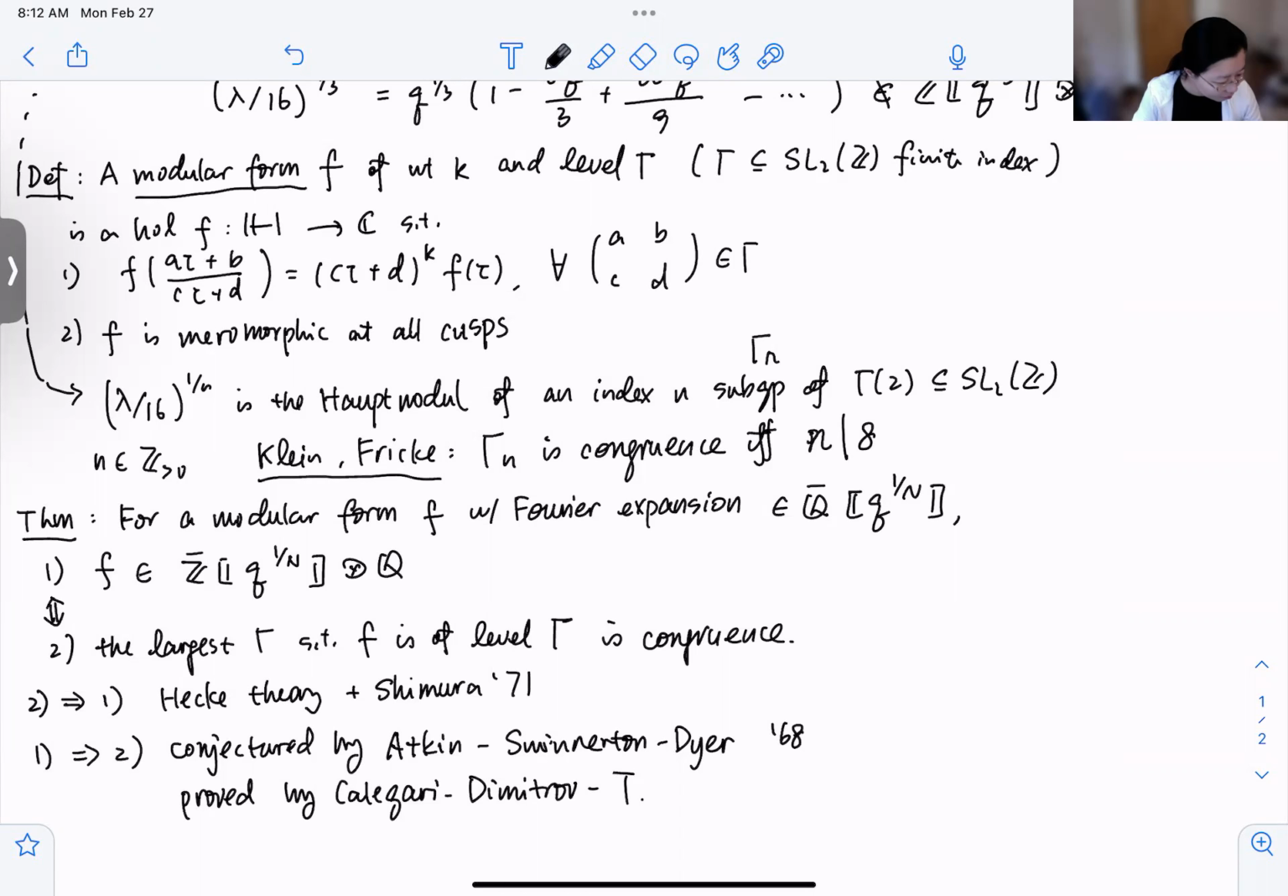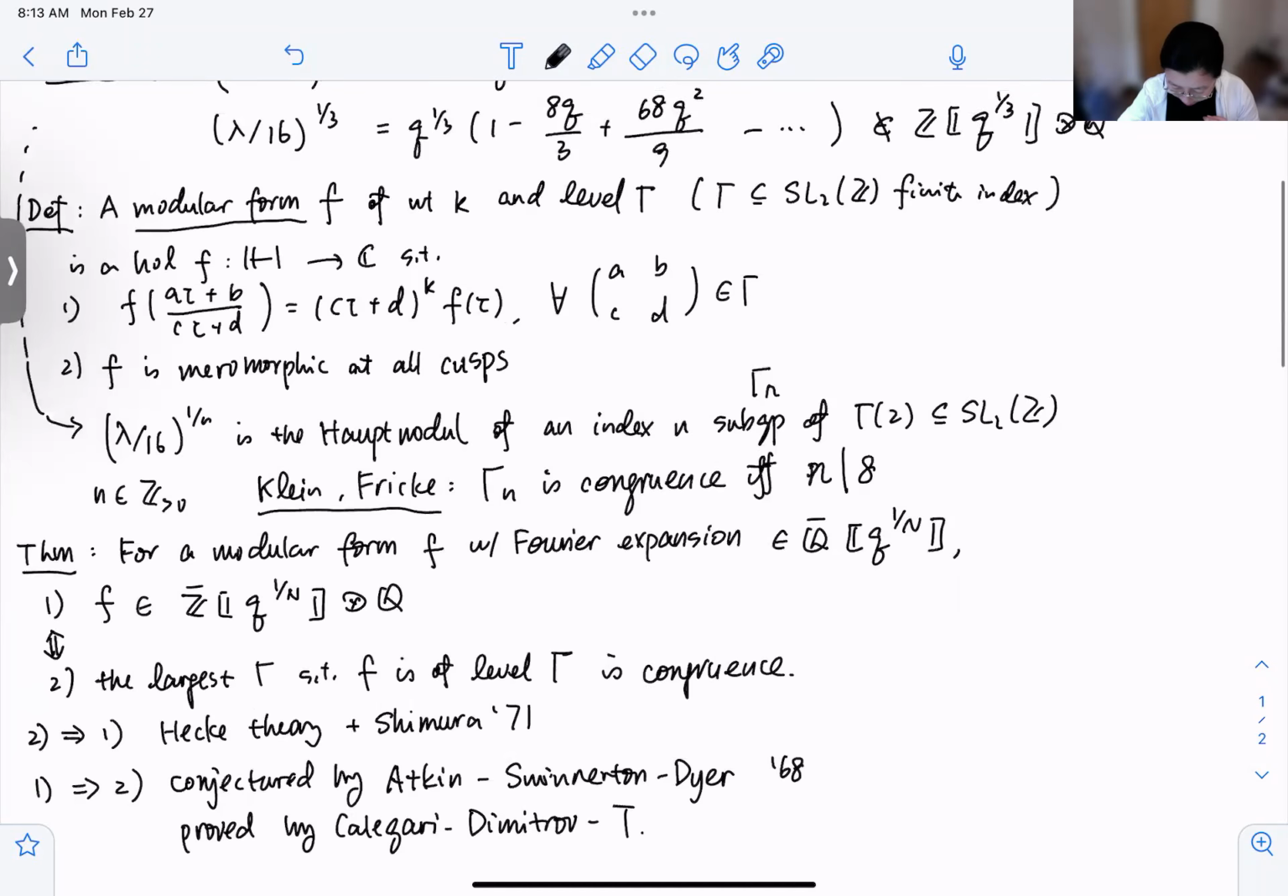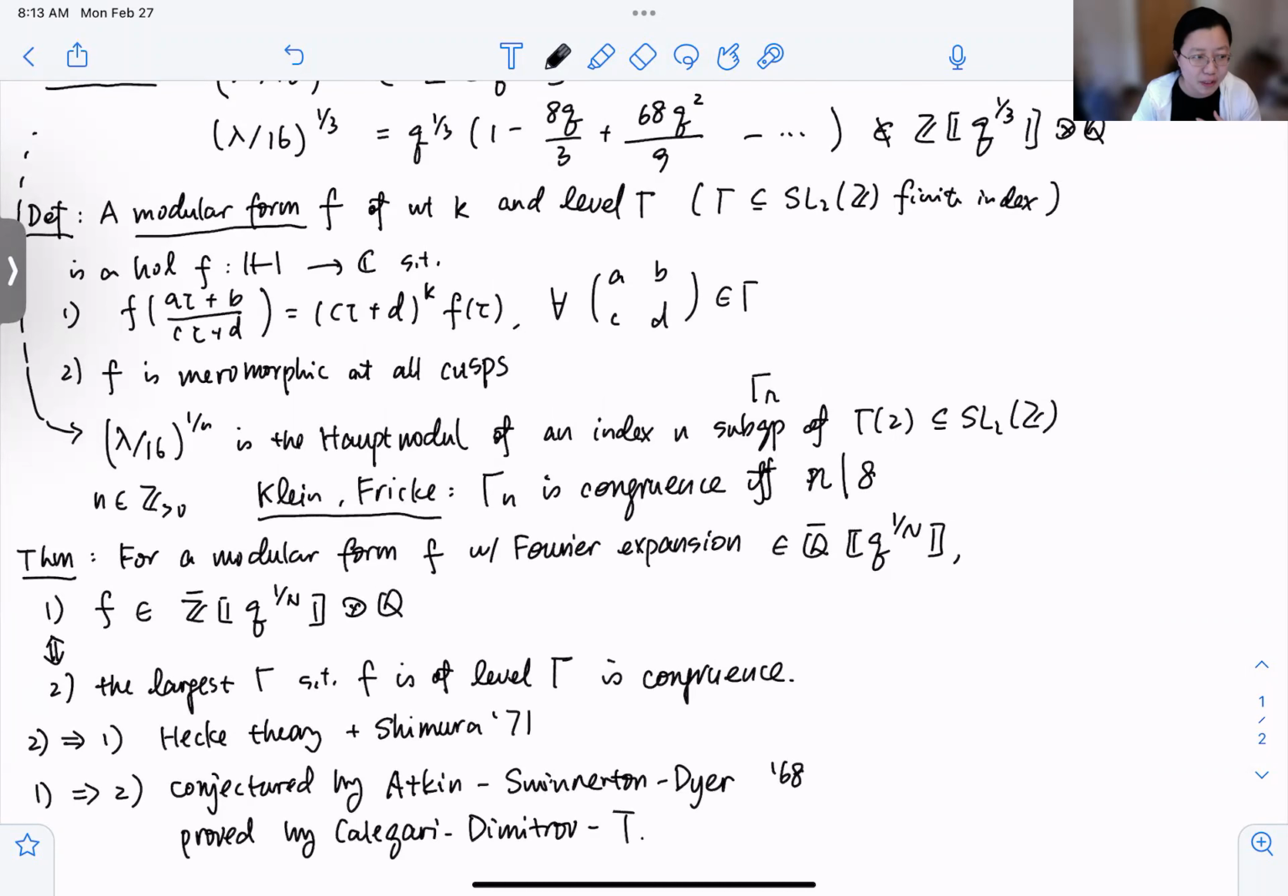And the other thing that I want to say, let me go back to the example and say something that we still haven't been able to prove so far. From the example of the Klein and the Fricke, if we look at the lambda, third root of lambda example, we notice that only the prime 3 shows up in the denominator.